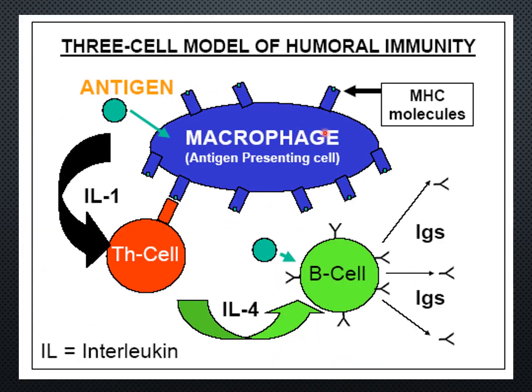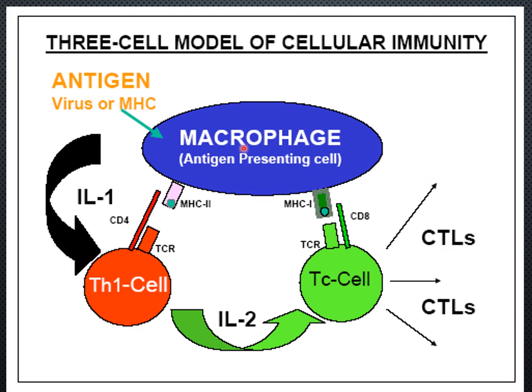So this is a three-cell model for humoral immunity. So we have the antigen presenting cells through the MHC complex. It can stimulate the T helper cells through interleukin 1. The T helper cell in turn activates B cell through interleukin 4, and this can mature to plasma cells and you can get your antibodies. We also have the three-cell model for the cellular immunity, and here we have the antigen presenting cell stimulating the T helper cell. The T helper cell in turn secretes interleukin 2, which promotes the sensitizing of the cytotoxic T cell, which then goes and destroys the cancer cells.